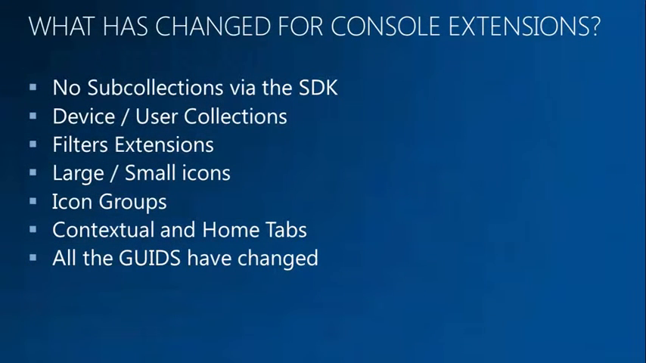So what's changed for console extensions? Well, first off, there's no sub-collections via the SDK. So for instance, the where's my collection doesn't exist anymore. It doesn't need to work. That code has been pulled out of the SDK. So now, since you have the ability to search folders, you can just do it that way.